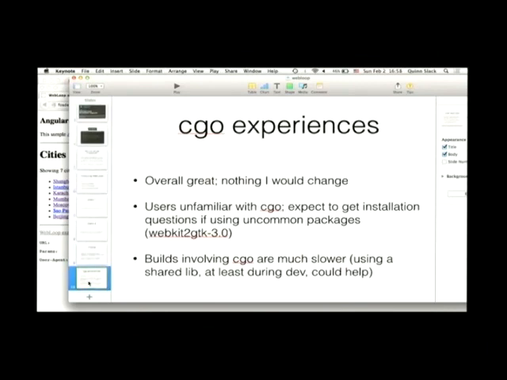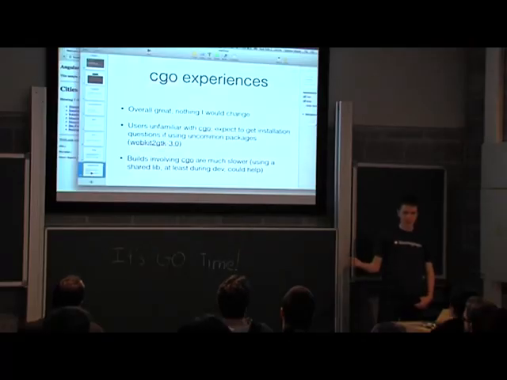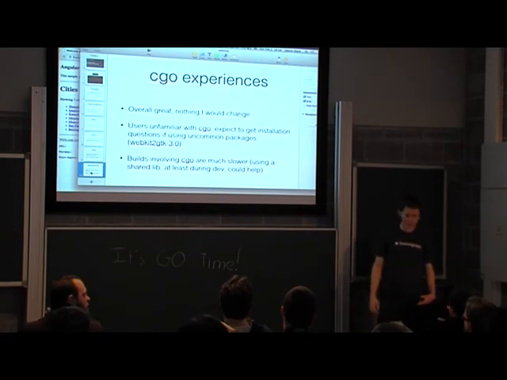So Seago experiences as a library author. It's been really good overall. There's nothing that I would change, but some things to be aware of. People are not expecting package config to run when they run go get. And probably half the issues that I've gotten on this repository have been like, I don't have this dependency. And the other thing is builds are slower. So maybe if you could use a shared C library, that would speed things up during compilation. It's not a big deal, but GTK and WebKit are pretty big. So it takes like 5 seconds on a nice machine.